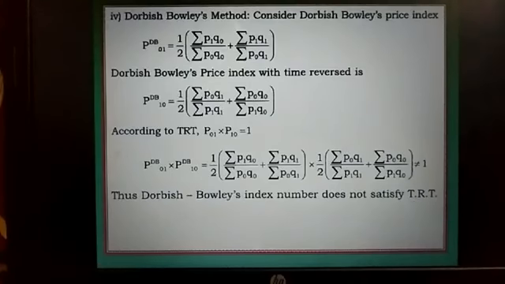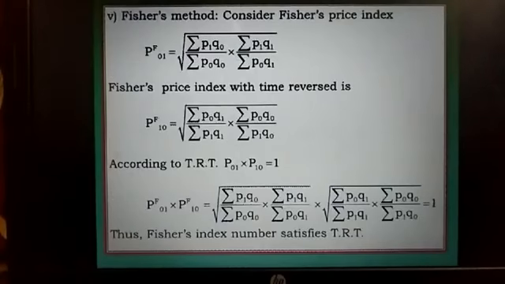Next index number. Now we are coming across Fisher's method or Fisher's index number. So once again a similar procedure. Consider Fisher's price index number. So this is Fisher's price index number without being multiplied by 100. We know already how to write Fisher's index number.